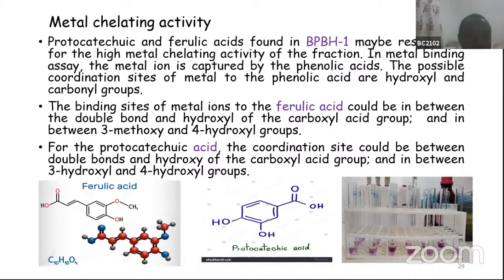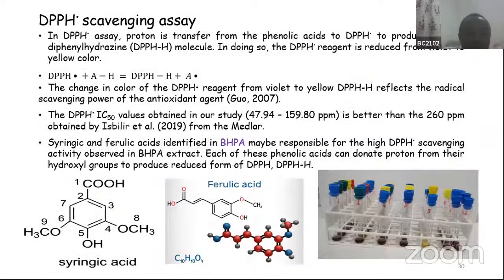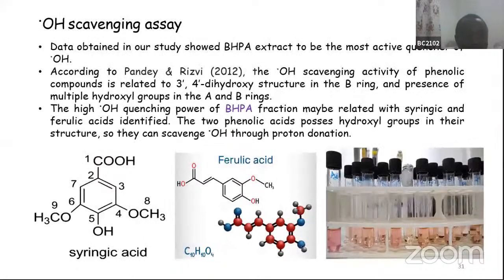And DPPH, the result of our study is better than what we obtained by other researchers. These are the result of all this radical scavenger activity, and the high OH quenching power of bound hydrolyzed phenolic acid may be related with the strategic phenolic acid identified. The two phenolic possess hydrolyzed group in their structure, so they can scavenge hydrolyzed radical through protein donation.